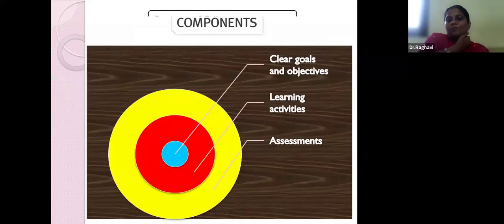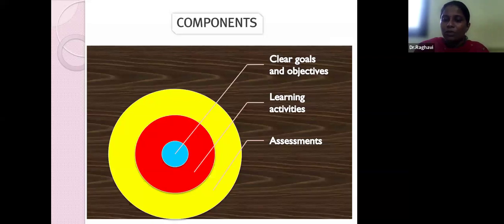All right. So the basic components of instructional design are, one, clear goals and objectives; two, having some learning activities; and number three, assessments. These are the three pillars of instructional design, what we call the magic triangle of learning. So ID will be most effective and learning outcomes will be there when you follow these three important things. All of these support each other, with an intention of interdependence. So that is how you can build your ID product.